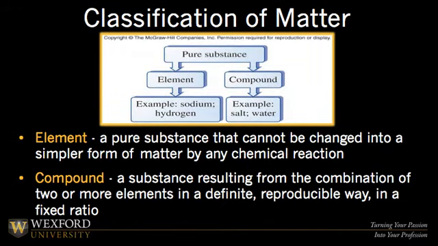Continuing with the classification of matter, we can also look at a pure substance, which can be broken into an element, which is a pure substance that cannot be changed into a simpler form of matter by any chemical reaction. Or we have compounds, which are substances resulting from the combination of two or more elements in a definite, reproducible way in a fixed ratio.